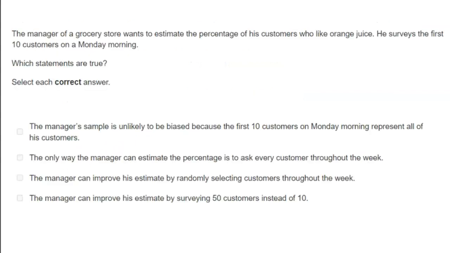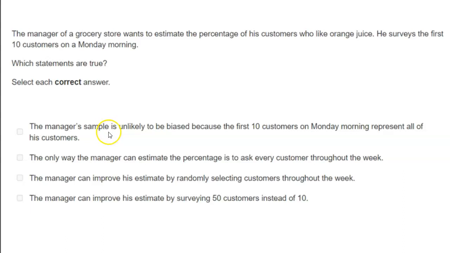The manager of a grocery store wants to estimate the percentage of his customers who like orange juice. He surveys the first 10 customers on a Monday morning. Which statement is true? Select each correct answer. That means there's more than one answer here. Option 1: the manager's sample is unlikely to be biased because the first 10 customers on a Monday morning represent all of his customers.